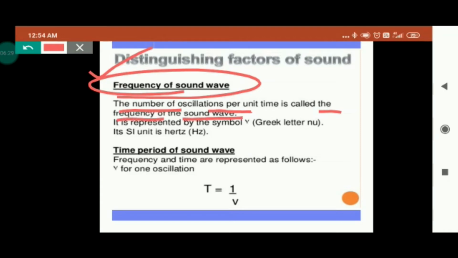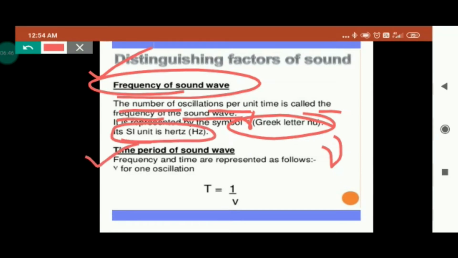It is represented by the symbol nu, that is the Greek letter nu. It is represented like this. This is not V. It looks like V, but it's not V. Its SI unit is Hertz.